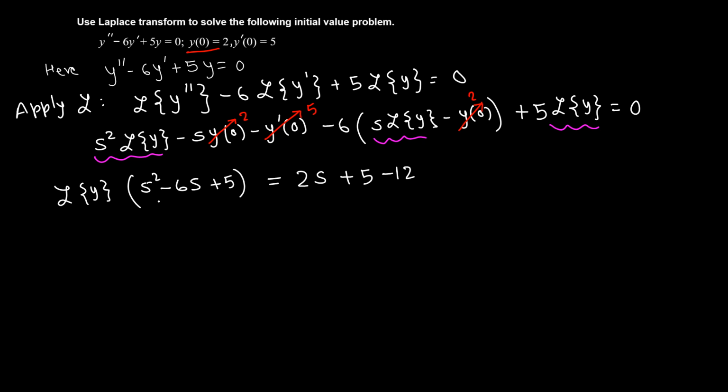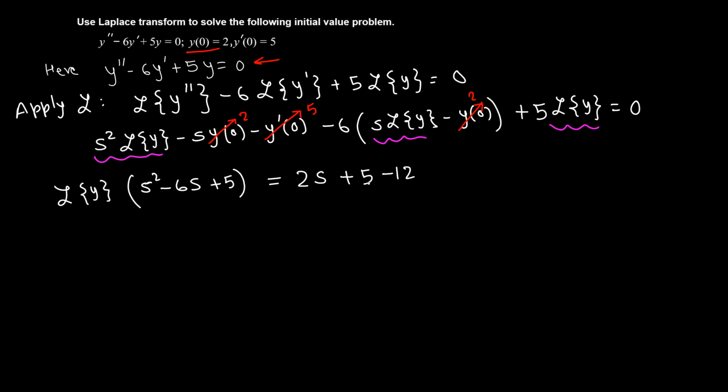If you look at this closely, s squared minus 6s plus 5 is pretty much the characteristic equation for this linear ODE. When we were solving, we used to find the characteristic equation. This is a homogeneous case, then r squared minus 6r plus 5. We have the same thing here.